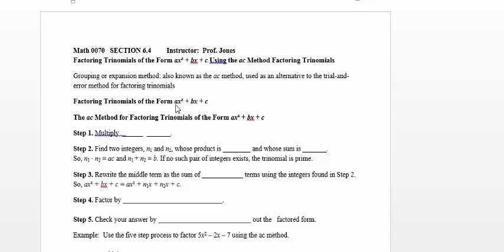So when you factor these trinomials, ax squared plus bx plus c, and you use this method, it only makes sense to use it if a is not 1. You can use it when a is 1, but it's an unnecessary thing to do.